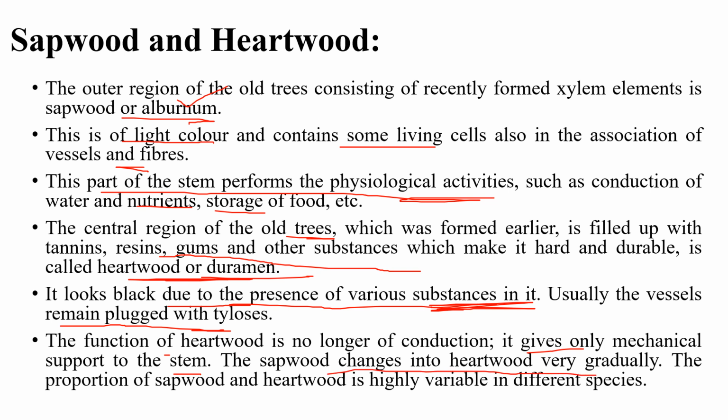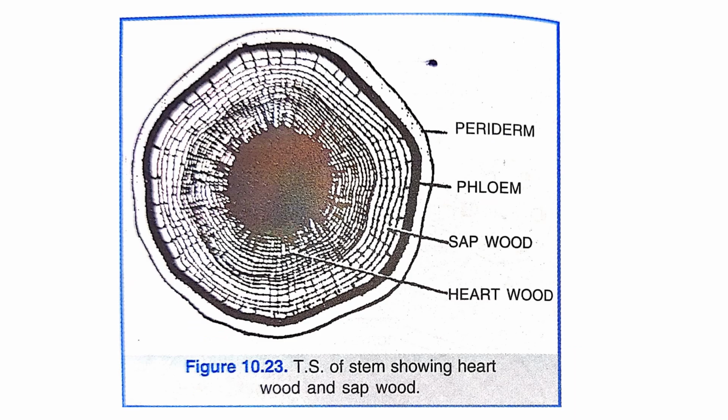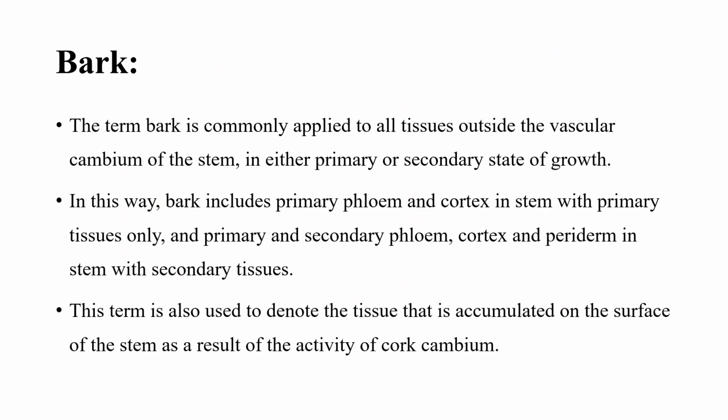The proportion of sapwood and hardwood is highly variable in different species. So, this is the transverse section of a stem showing hardwood and sapwood. The black part is known as the hardwood and the lighter part around it is known as sapwood. Next, bark. The term bark is commonly applied to all tissues outside the vascular cambium of the stem in either primary or secondary state of growth.